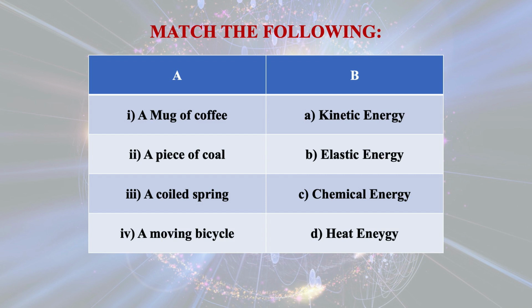So a coiled spring is matching with elastic energy, and the fourth one is a moving bicycle, and since it has a velocity, it is related to kinetic energy. So a mug of coffee is matching with heat energy, a piece of coal is matching with chemical energy, a coiled spring is matching with elastic energy, and a moving bicycle is matching with kinetic energy.